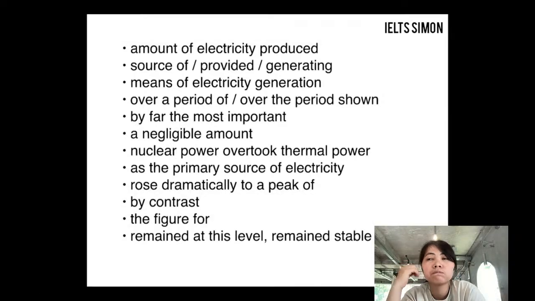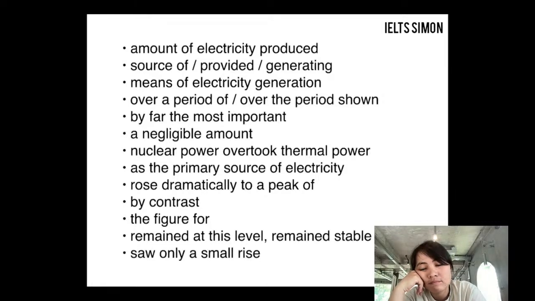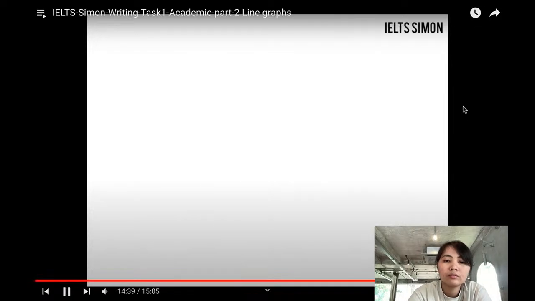Remained at this level, remained stable. That was another description of the trend. And saw only a small rise. It's nice to use the verb see in this way. You can say nuclear power saw a rapid increase or dramatic increase, but renewables saw only a small rise. You can do this with countries as well. The UK saw an increase in something. So that's the good vocabulary that you should have a look at when you print the worksheet.